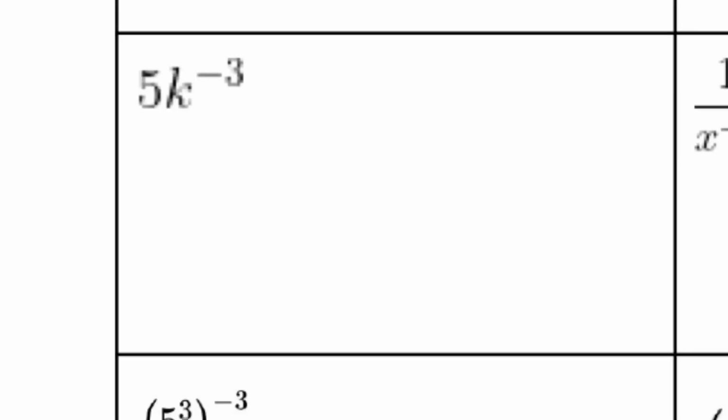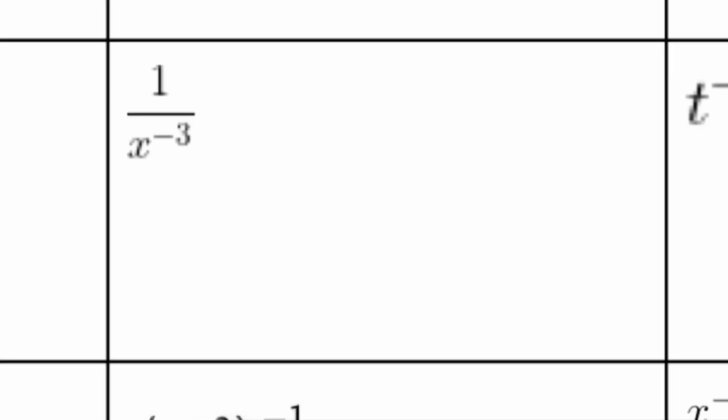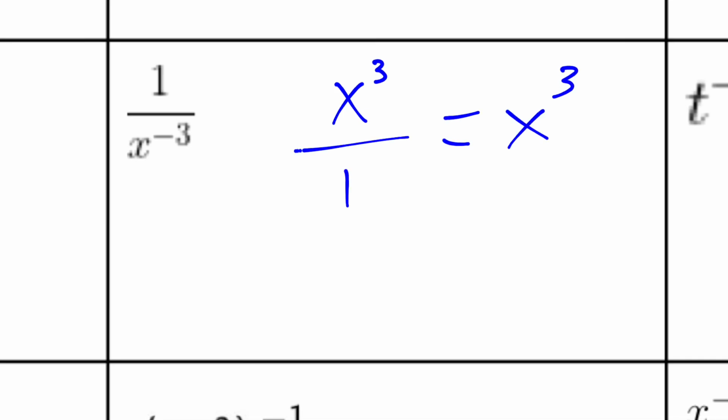A similar thing happens here. K is raised to the negative 3 and multiplied by 5. So 5 stays on the top, k to the 3rd goes to the bottom. What happens if we have a negative exponent starting on the bottom? Well, we still flip it, and now it goes to the top. And we don't usually write over 1, we just leave it as x to the 3rd.